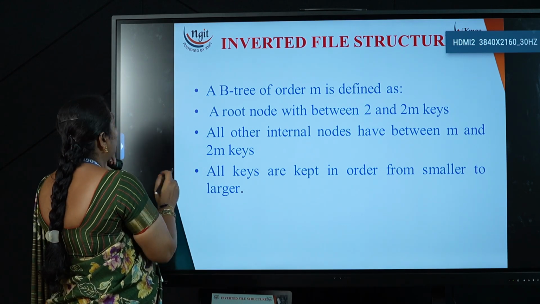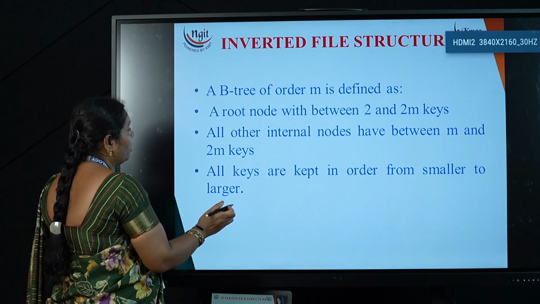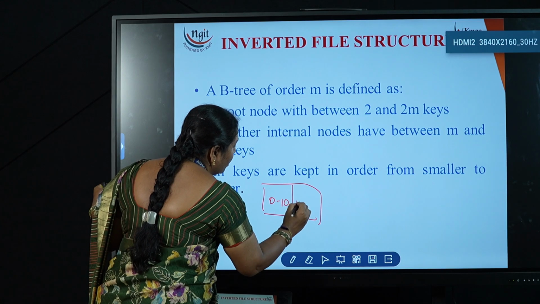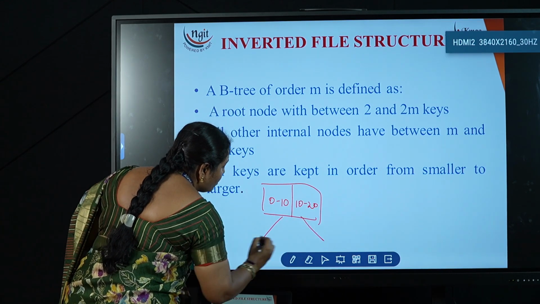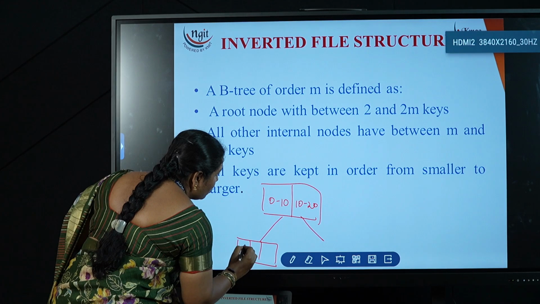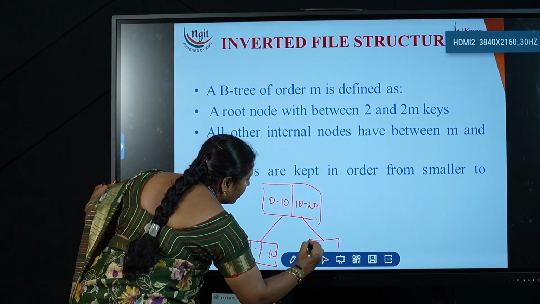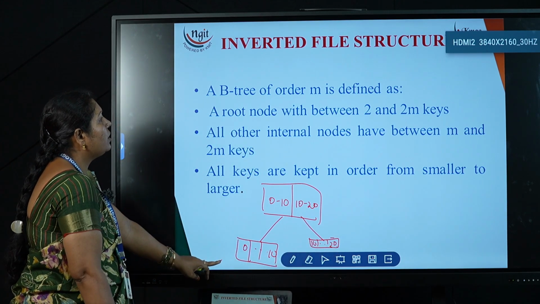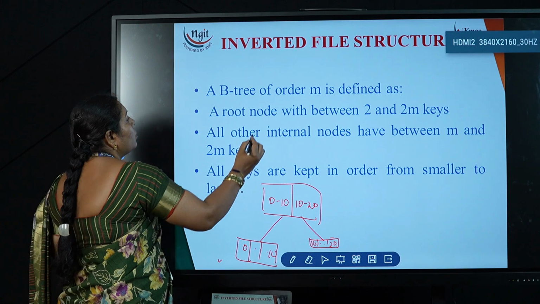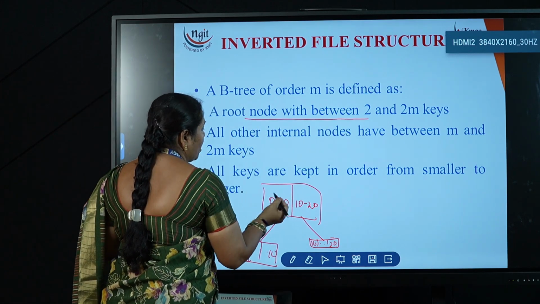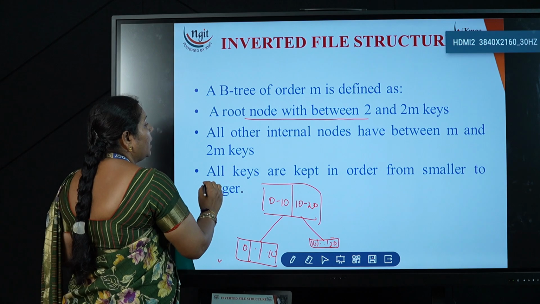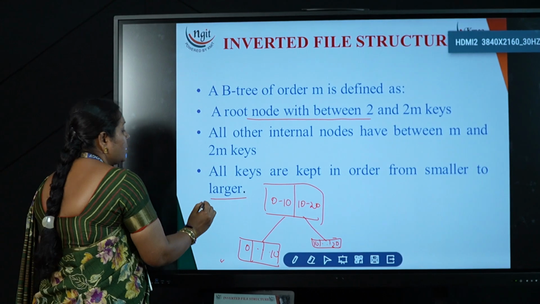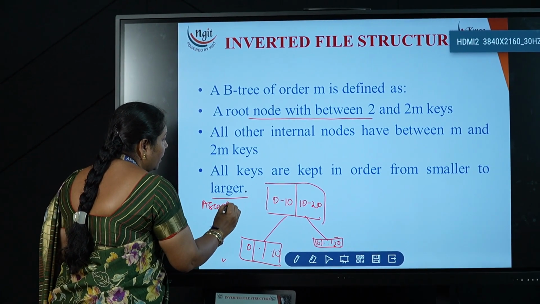So if you take the B tree, we already know how the B tree looks. So this is our B tree. I'll mention from 0 to 10 and 10 to 20. Here you will have the values from 0 up to 10, and here you will have the values from 10 up to 20. So this is a basic level order you can use. You will have the root with between 2 and 2m keys. You can use any key values, and all the keys are kept, remember, smaller to larger. So always it will be in ascending order.